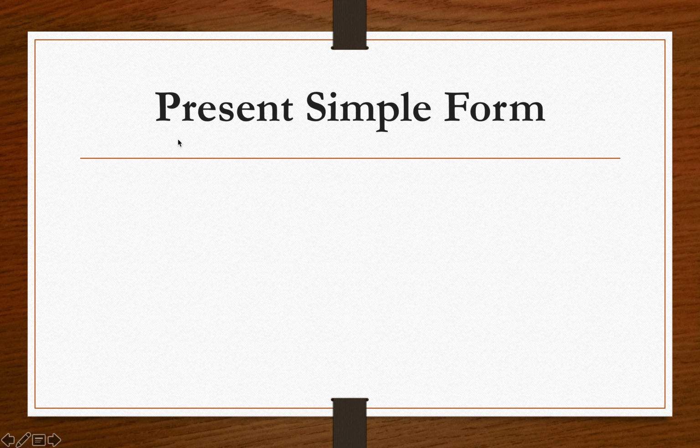Before you study zero conditional, you need to know the present simple form. Why? Because we use this form in zero conditional sentences. This is the form of present simple: subject plus verb 1. Verb 1 here refers to the infinitive. Verb 1 refers to the infinitive for present, verb 2 for past simple, and verb 3 for past participle. So we use verb 1, okay?